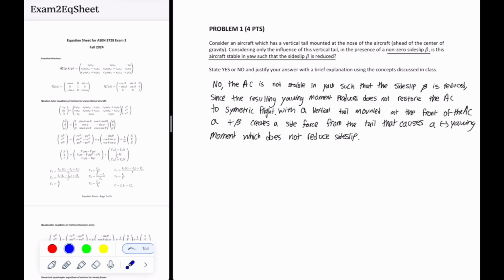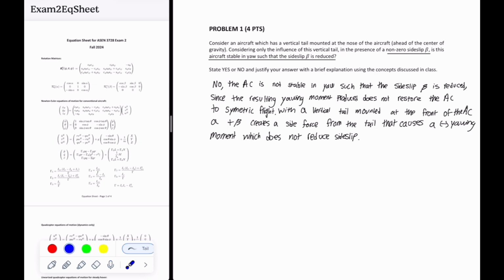The aircraft is not stable in yaw such that the side slip beta is reduced, since the resulting yaw moment produced does not restore the aircraft to symmetric flight. With a vertical tail mounted at the front of the aircraft, a positive beta creates a side force from the tail that causes a negative yawing moment, which does not reduce side slip.